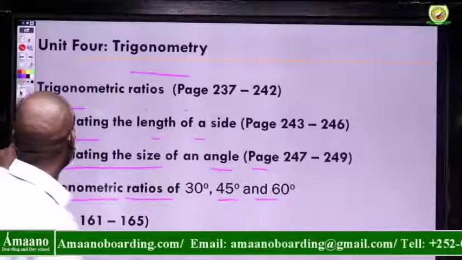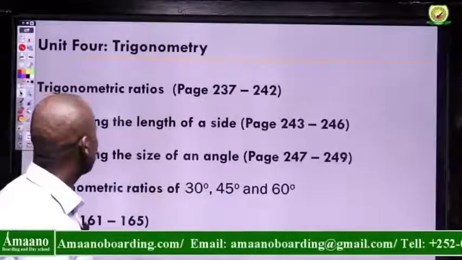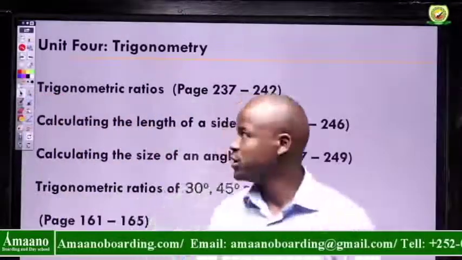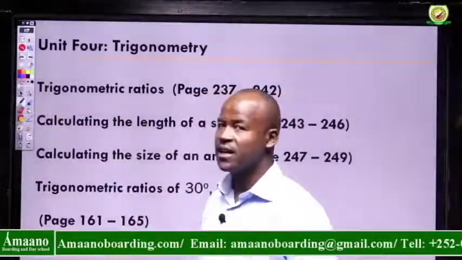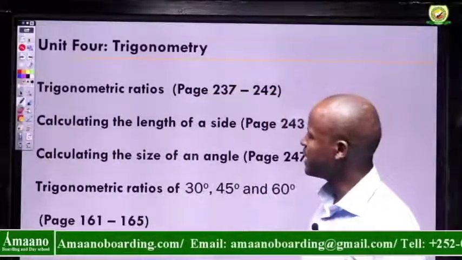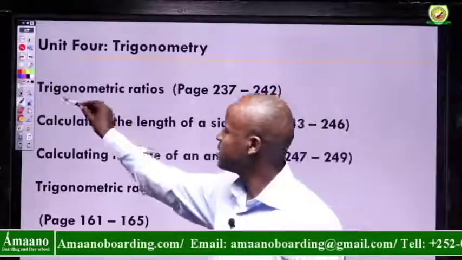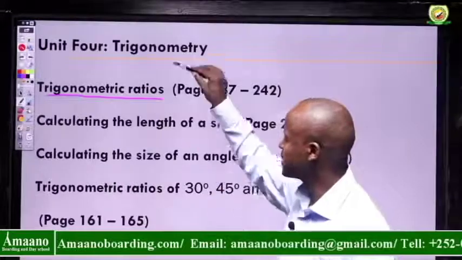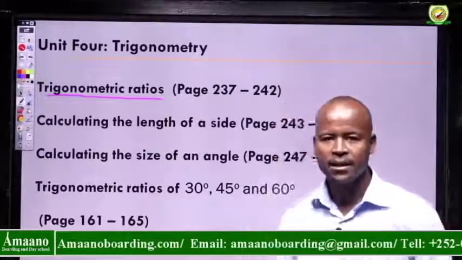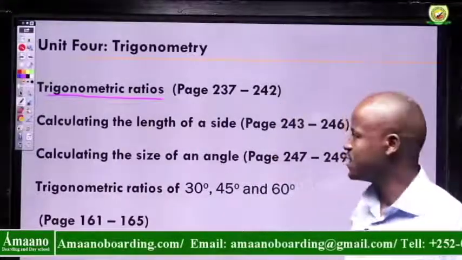Okay, now let's proceed to the last part, which is Unit 4, which is trigonometry. Again, we have seen this, and then this part is included in your final exam. The first one is the trigonometric ratios. How many trigonometric ratios we have seen? 3: sine, cosine, and tangent.